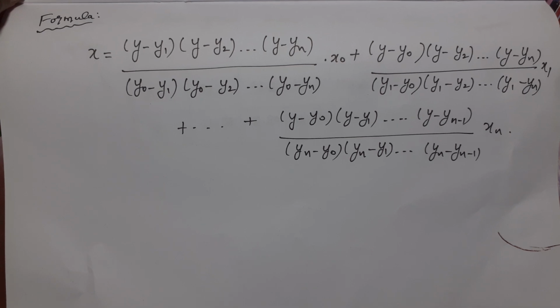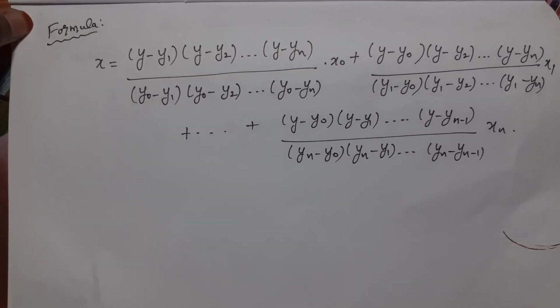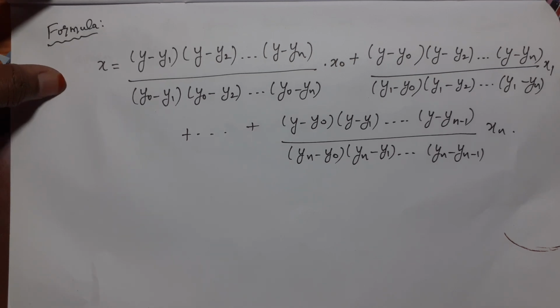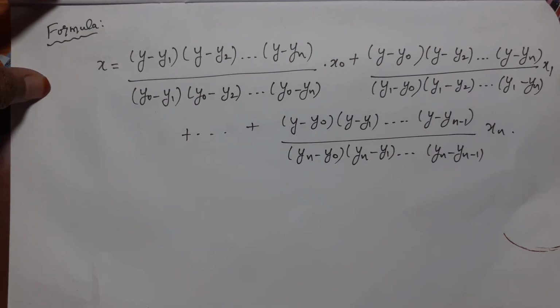And this is the inverse interpolation formula. x is equal to y minus y1 into y minus y2, etc., up to y minus yn, divided by y0 minus y1, y0 minus y2, etc., up to y0 minus yn, into x0, plus y minus y0, y minus y2, etc., up to y minus yn, divided by y1 minus y0, y1 minus y2, etc., up to y1 minus yn, into x1, plus etc., y minus y0, y minus y1, etc., up to y minus yn minus 1, divided by yn minus y0, yn minus y1, etc., yn minus 1, into xn.